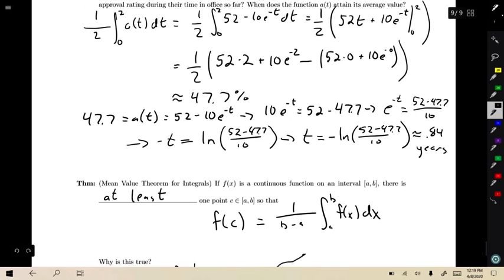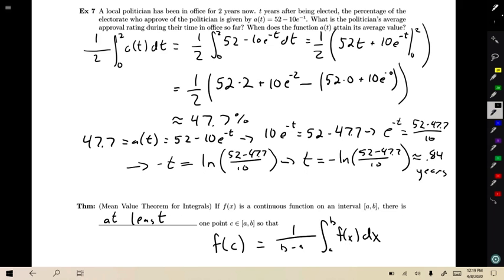There will be a couple more problems like example 7, which really relate to this mean value theorem.